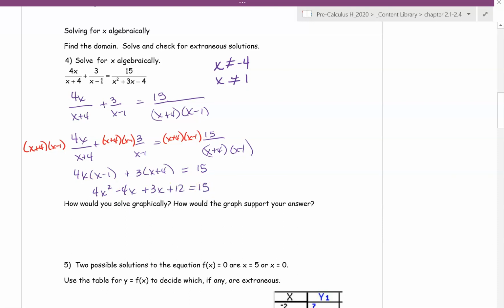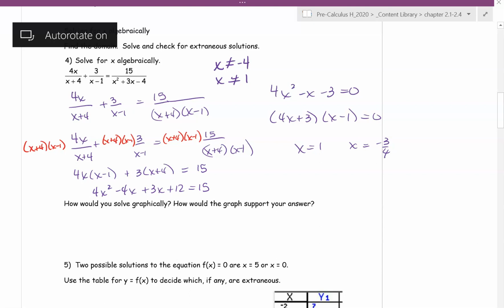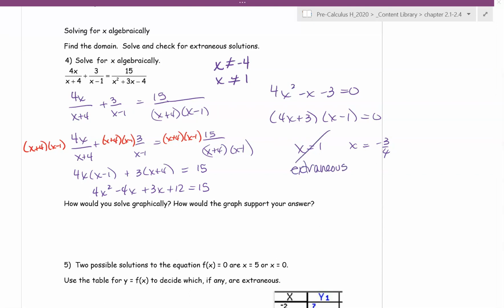we end up with a quadratic equation which we are able to factor. So we end up with 2 solutions, 1 and negative 3/4. So go ahead and pause the video and decide if either of those or both solutions are extraneous. Okay, so notice since we multiplied by an expression that had a variable, we did create an extraneous solution. 1 is a restriction in our domain. So we had 1 solution.